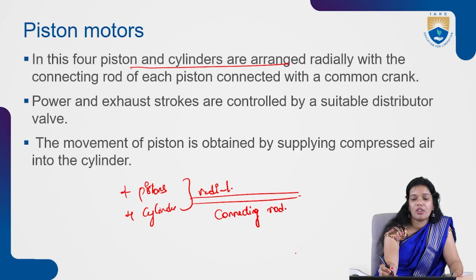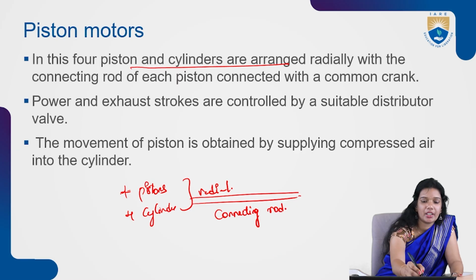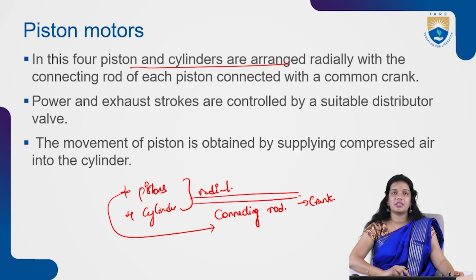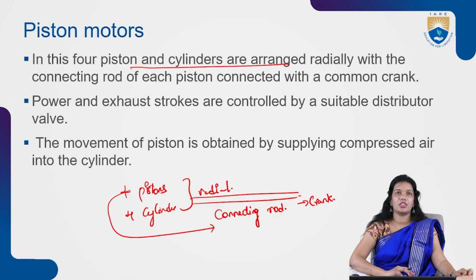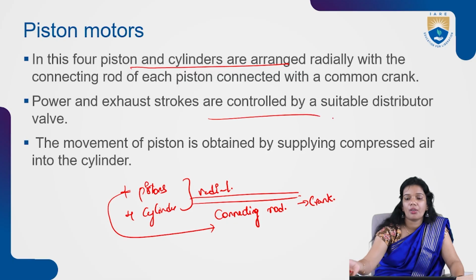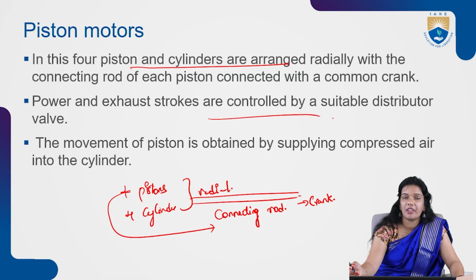We have a connecting rod for each of the pistons, then there is a crankshaft. This piston motor is going to have four pistons and four cylinders arranged radially, and there is a connecting rod for every piston, which is again connected with the crank. The power and the strokes are controlled by a suitable distributor valve.